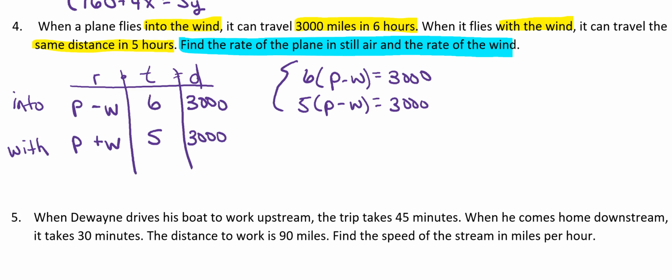So again, you have a choice. You can distribute, or you could divide both sides by 6 for this one and get P minus W equals 500, and then divide this one here by 5 and get P plus W equals 600. And then this one is set up beautifully for elimination.